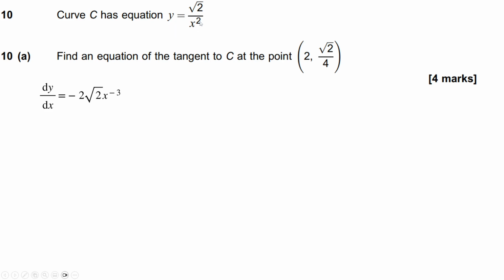You could do the step before it if you really want to, where y equals root 2 x to the minus 2, and then differentiate it. But if you're comfortable just to do this, then go ahead and do it. Plug in x equals 2 into there, you'll get this. Just expand it, you'll get the gradient is equal to minus root 2 over 4.